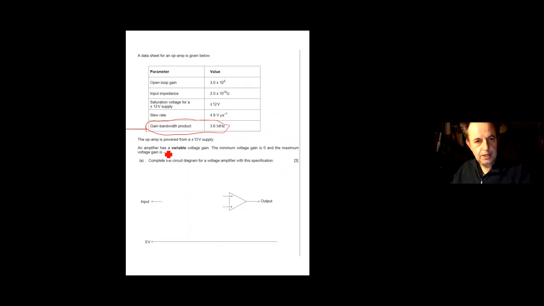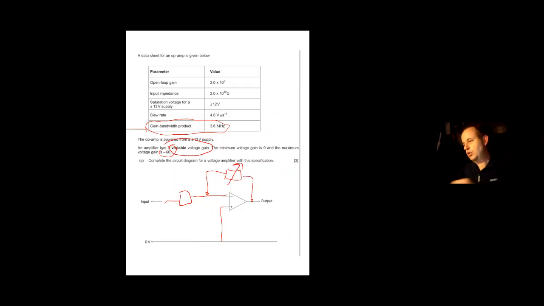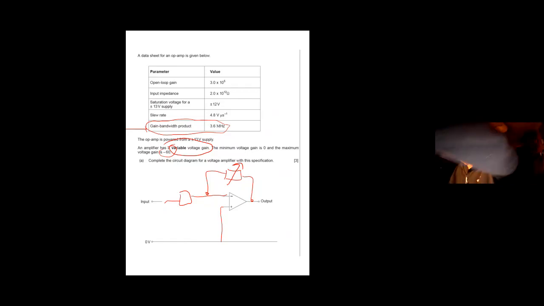This is a -60, and it asks you to complete the diagram. I'm just going to do this one quickly. So there's your feedback resistor, and there's your input. Because it's the minus, it goes into the input. And it says a variable voltage gain. So it is possible for you to get a variable gain by using that resistor, which is there.